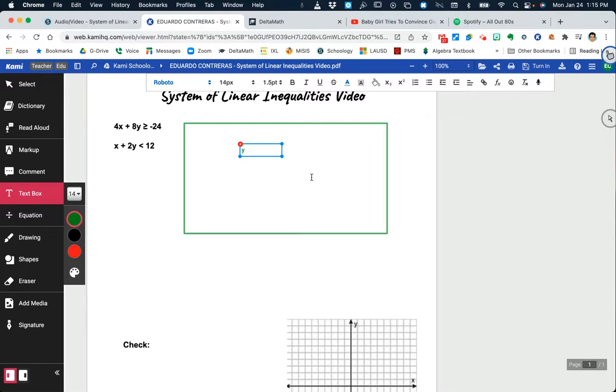is greater than negative 2x, I'm just going off the top of my head, plus 8. Something like that. Okay? You end up with something in slope-intercept form that can be graphed and shaded. Okay? And you're going to have to do that for both of these. Okay?